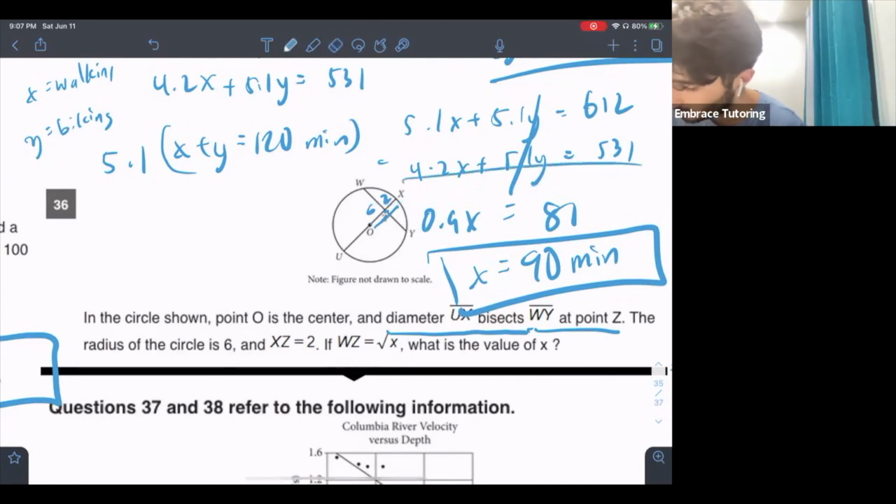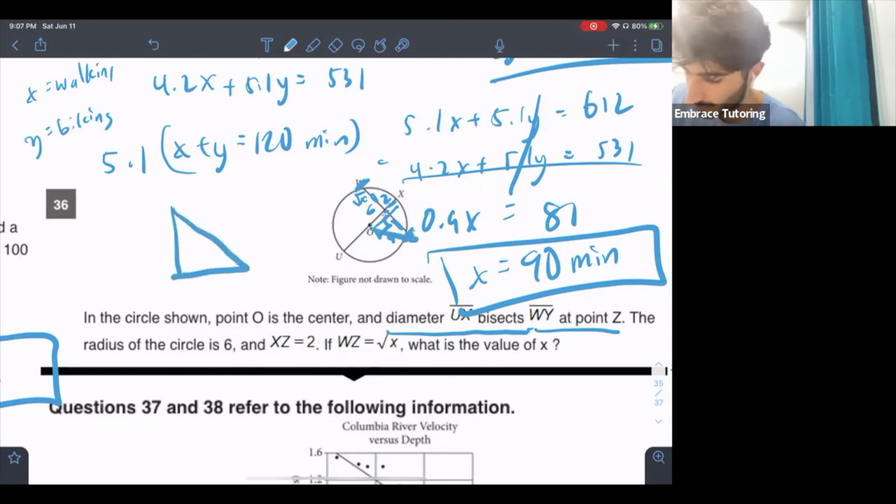The XZ is 2. So if this is 2, and the entire thing is 6, then O to Z is 4. If WZ is radical x right here, what is the value of x? So when you have a chord that gets bisected, this side and this side are equal. So what you have right here, you can make into a right triangle.